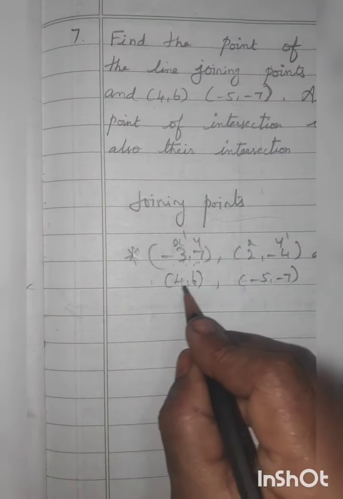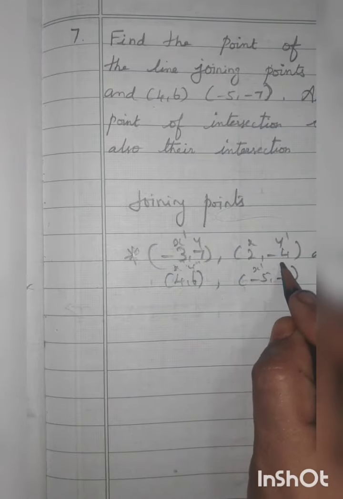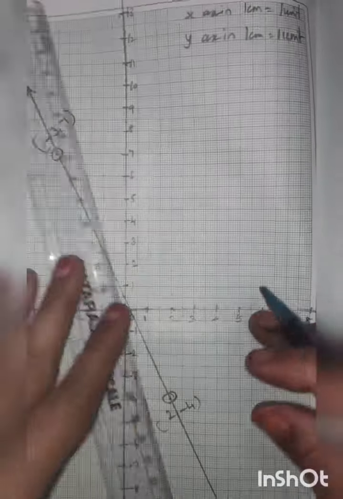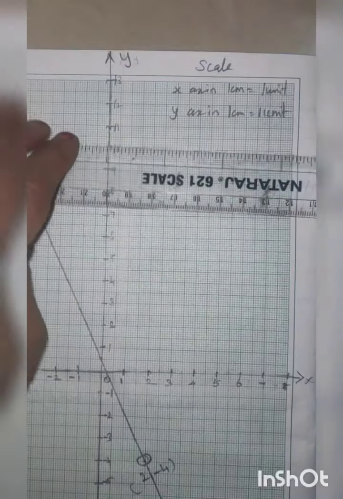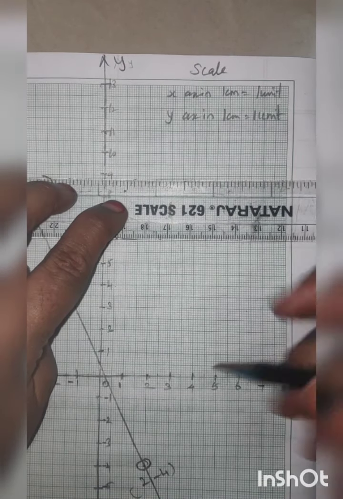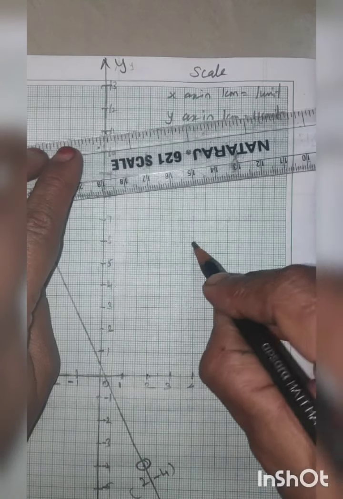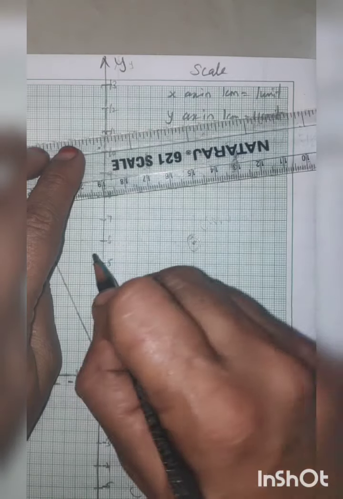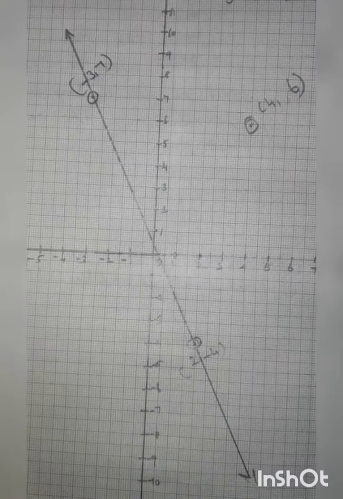What is the next point given? See the second set of points: 4, 6 and minus 5, minus 7. X, Y. Here 4, 6: x on the x axis, first quadrant, 4, 6. Keep the 6 correctly there. The 2 lines meet at the point 4, 6. From 4 on the x axis, 6 on the y axis. 4, 6.